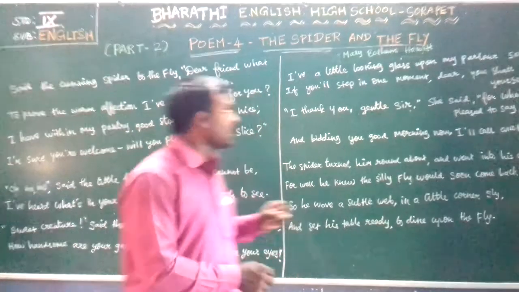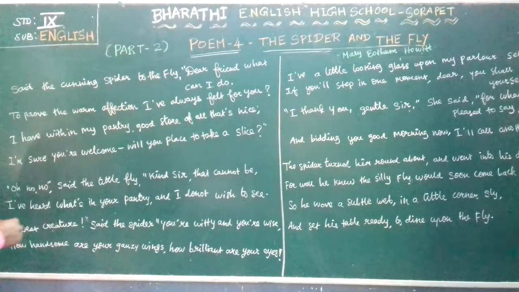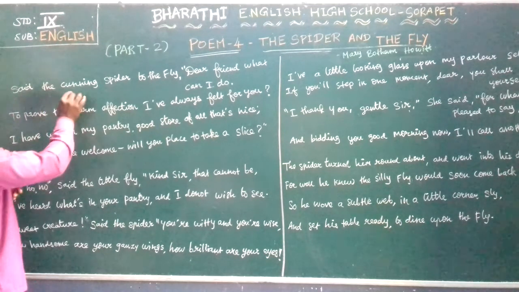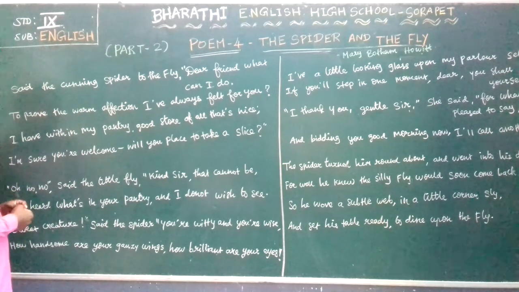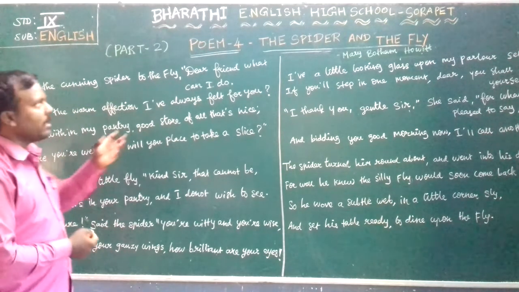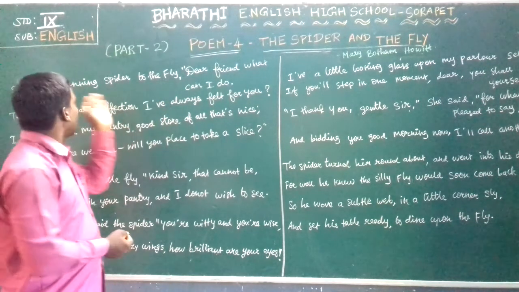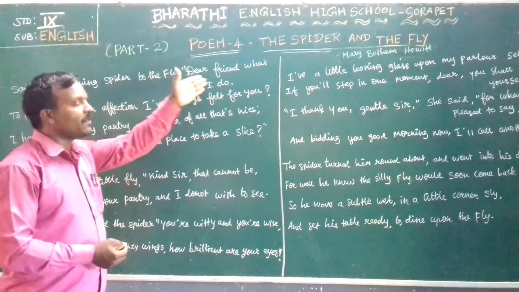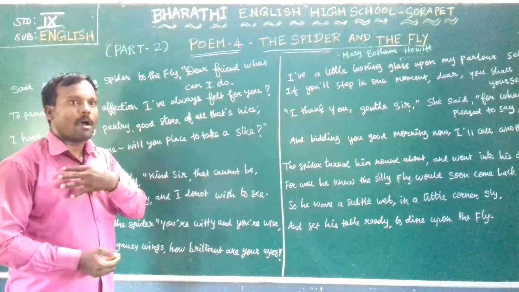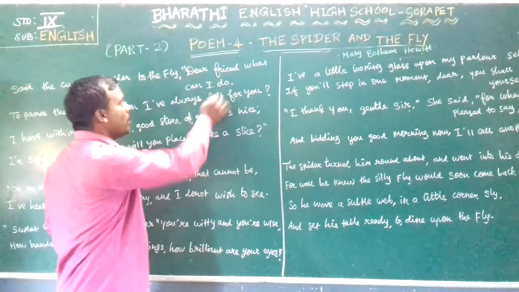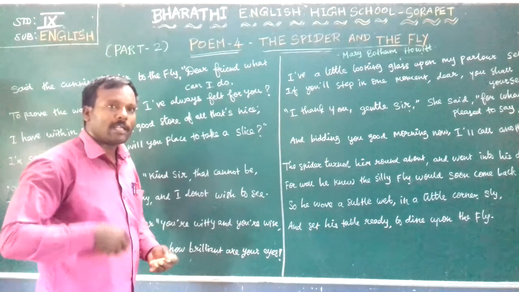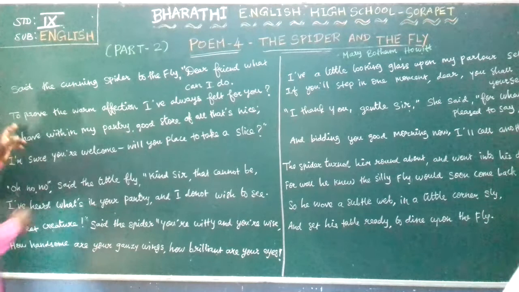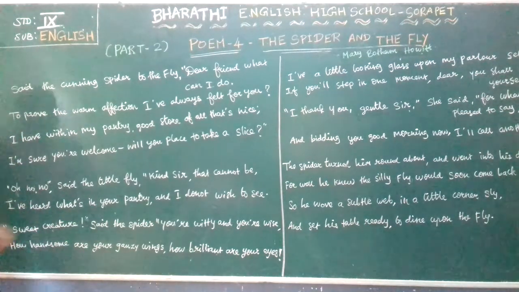So let us discuss this in this video. This is a powerful poem, poem 4. So said the cunning spider to the fly: dear friend, my dear friend, heartful friend, what can I do? Just tell me any word, I can offer you everything, to prove my warm affection.